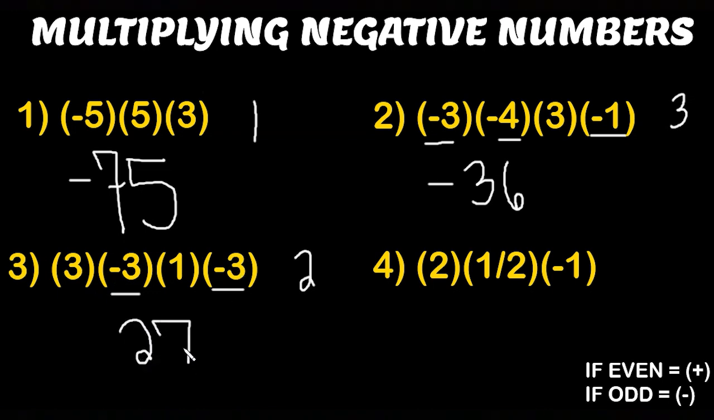Okay, let's keep going. This one here we're dealing with a fraction, not a big deal. But remember, I do have one negative number here, meaning the end result is going to be negative because 1 is odd, right? So you're doing 2 times a half.